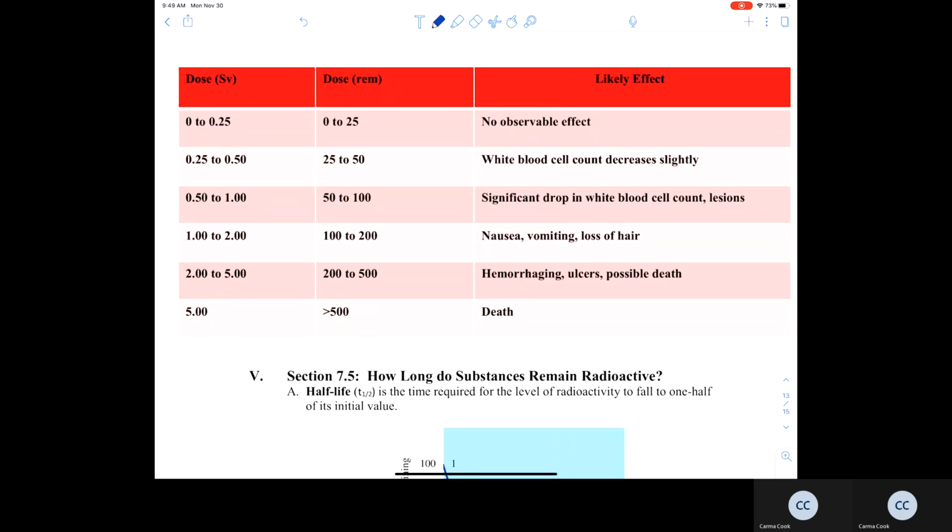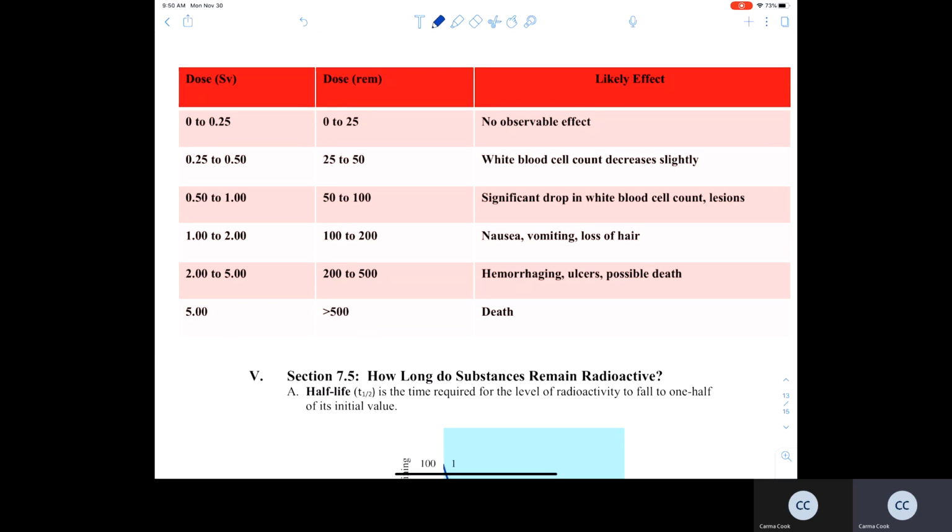And so, what is the safe amount of radiation to be absorbed by a tissue in your body? Well, you can either calculate the dosage in sieverts or REMs. If you're doing REMs, 0 to 25 REMs is safe. If you're calculating in sieverts, 0 to 0.25 sieverts is safe. There's no observable effect on the body. But once you go beyond 0.25 REMs, you start seeing some effects.